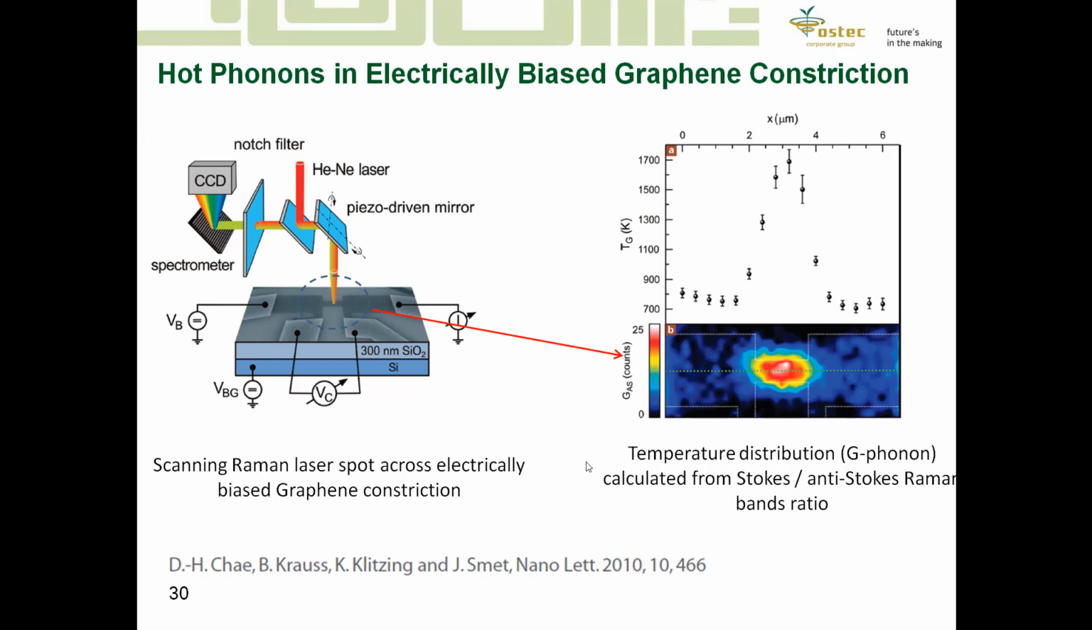And for this suspended graphene, which was used in this experiment, a current and voltage were applied to such a structure, and in the central region the temperature was about 1700 degrees, and on the substrate, where the graphene was lying on the substrate, the temperature was about 800 kelvins.